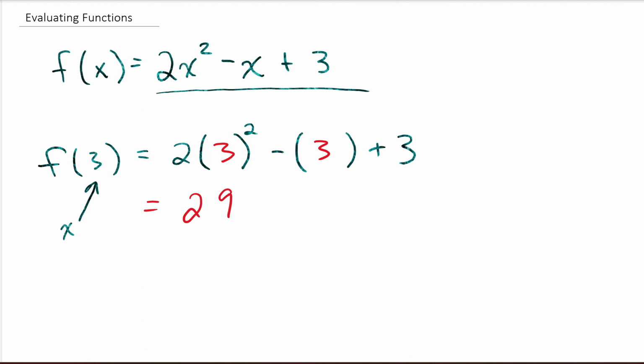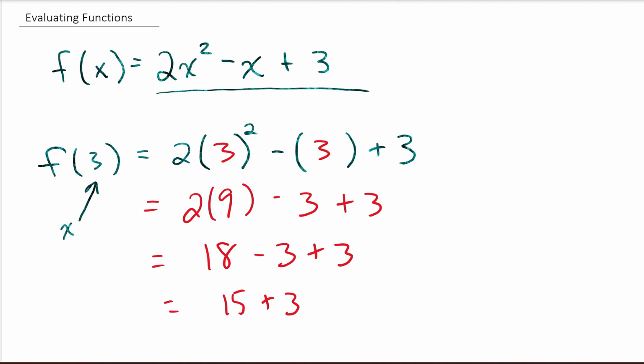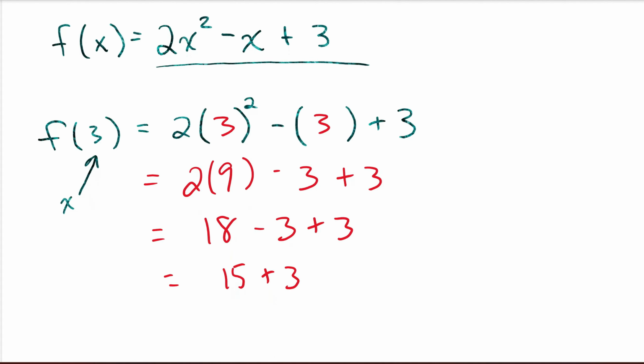So 3 squared is 9, times 2, minus 3, plus 3. We get 18 minus 3 plus 3. And then we get 15 plus 3. And then lastly, we'll just say that f of 3 is equal to 18.